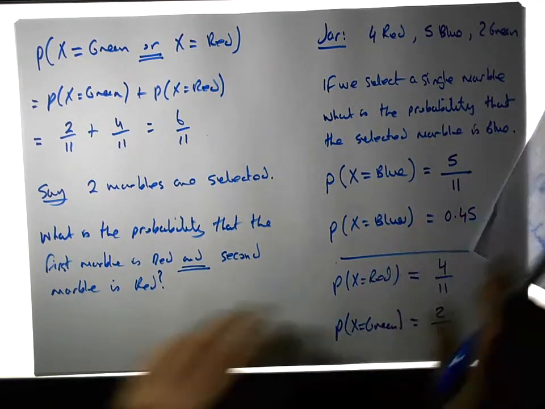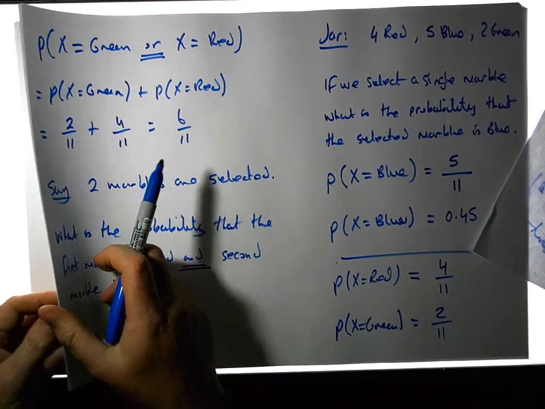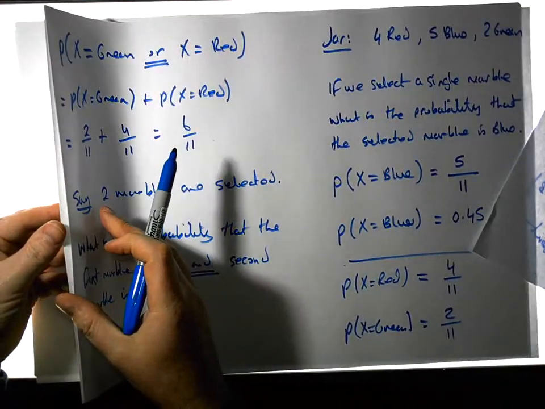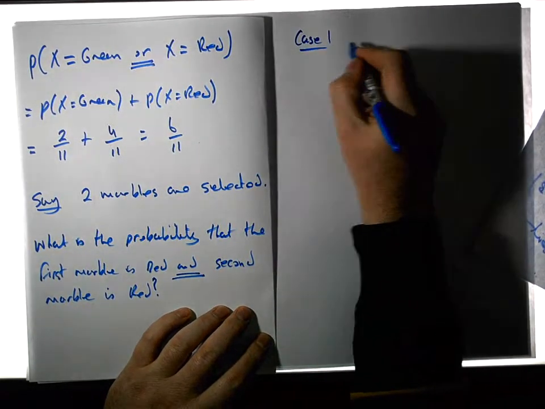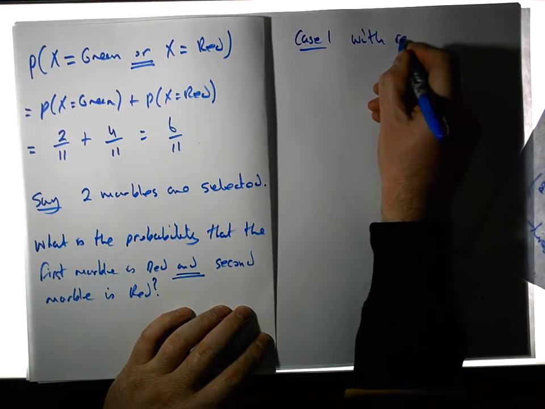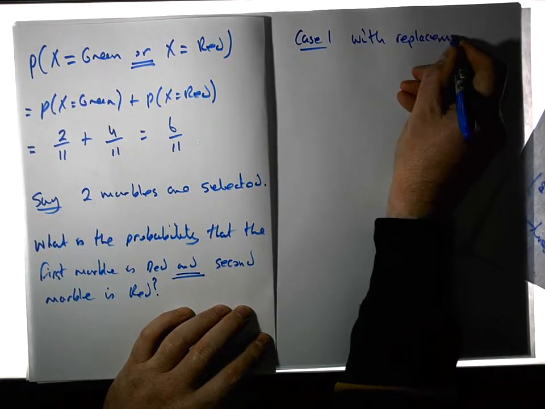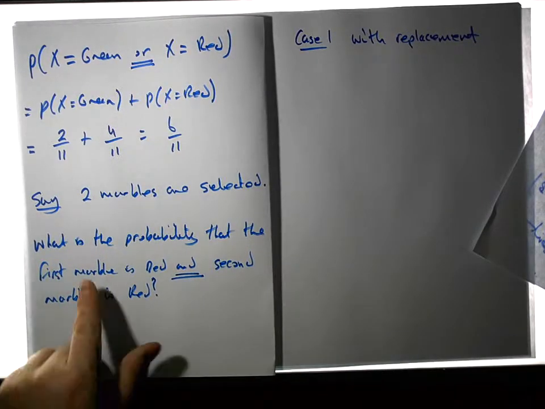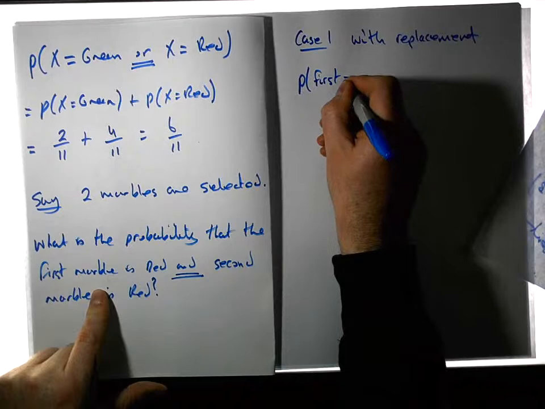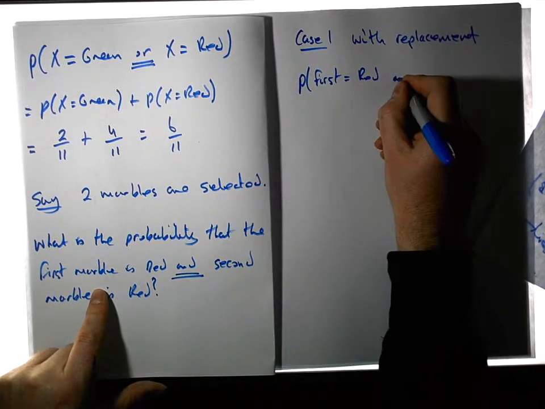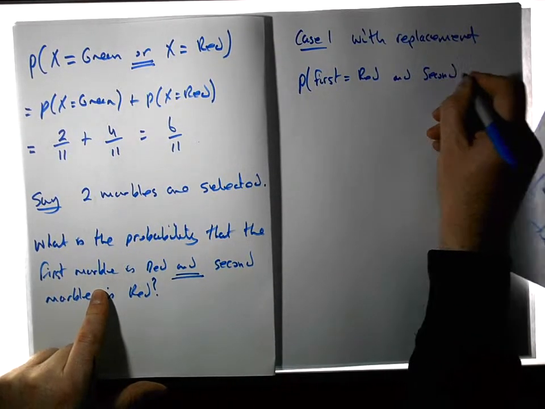Okay, so let's have a look at that. So I'm going to do 2 cases for this question. Case 1 is with replacement. Keyword: with replacement. And I want to calculate what's the probability that the first marble is red and the second selection, or the second marble, is also red.